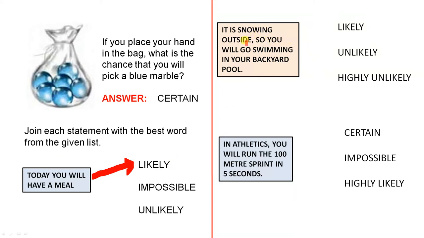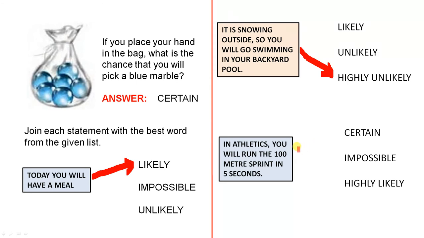It is snowing outside, so you will go swimming in your backyard pool. Snowing means it's very, very cold. Is it likely that you'll go swimming? Is it unlikely or highly unlikely? Well, given that when it snows it's very, very cold, I don't think you'll be too keen to go swimming, so highly unlikely would be a good description.